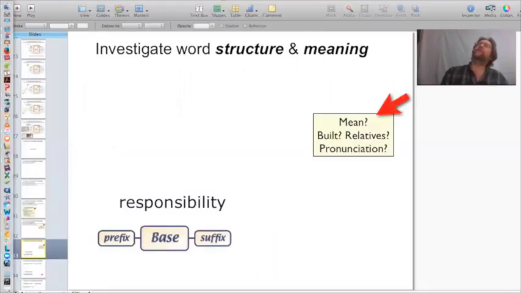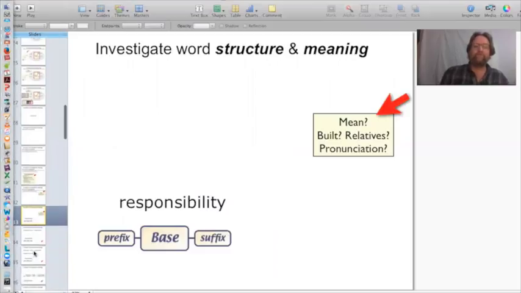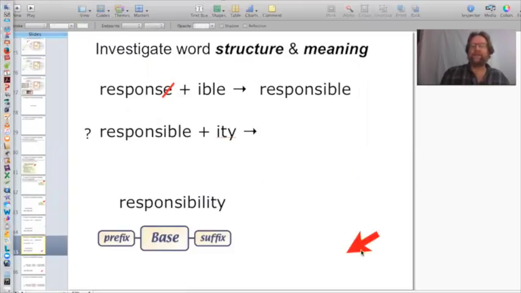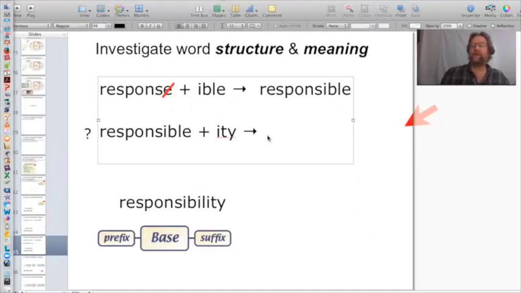So we've talked a little bit about responsibility. It's like something you're responsible for, somebody else, that kind of stuff comes up. Okay, well, we could start thinking about how it's built. This idea of response and responsible seems like it might be related. That comes up a lot. And what's likely to happen in this investigation is somebody will suggest that responsible plus ity could build responsibility. So I like to put an initial question mark to show that I'm just working this out. I don't know if it's true or not.